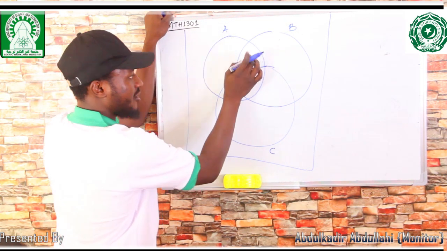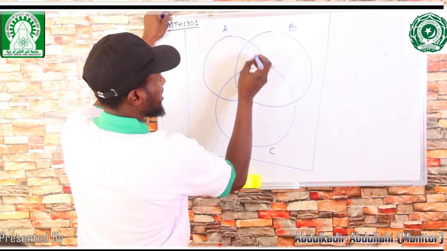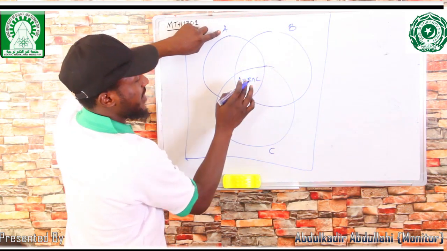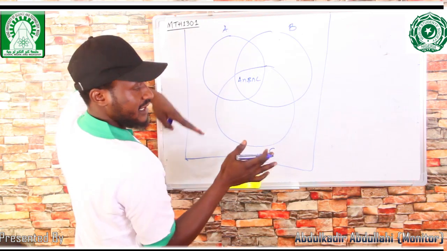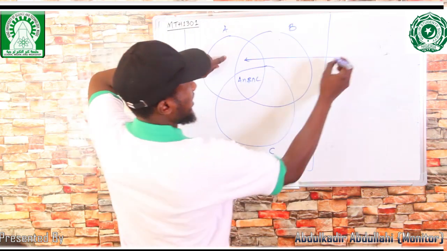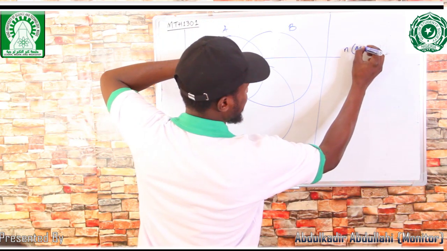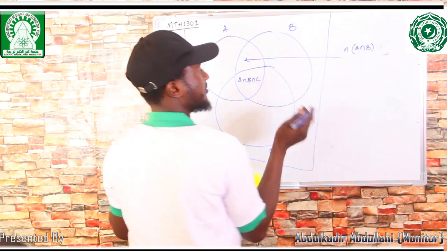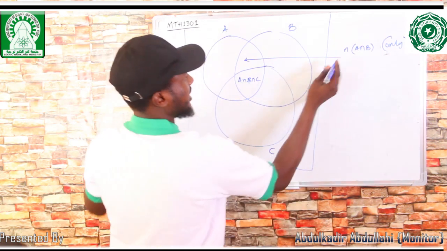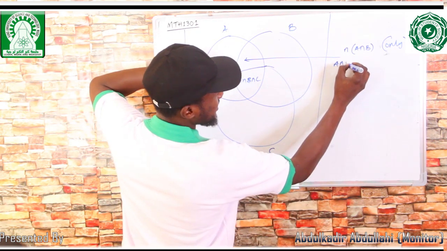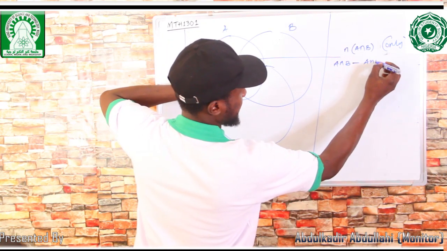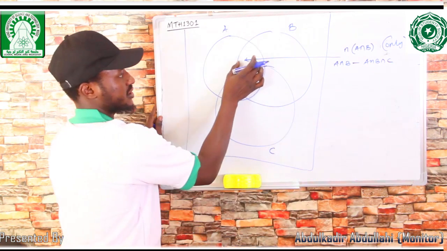But if I am to find only this place, I will take the number of A intersection B minus the intersected element of all the 3 sets. That is to say, this very place is called the number of A intersection B only. It is given as the value of A intersection B minus the whole intersection, A intersection B intersection C. That is how you get this place.